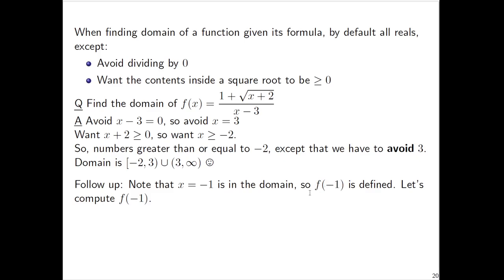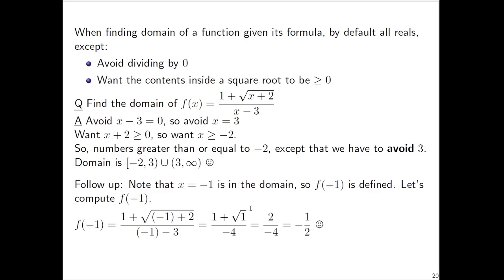Well, let's see what output we get when we use input negative 1. So let's compute what f of negative 1 is. Just take what's up there at the top, plug in a negative 1 for every x. So f of negative 1 is 1 plus root negative 1 plus 2 all over negative 1 minus 3. And so you have 1 plus root 1 over negative 4. In other words, 1 plus 1 over negative 4, or 2 over negative 4, or in other words, negative 1/2.